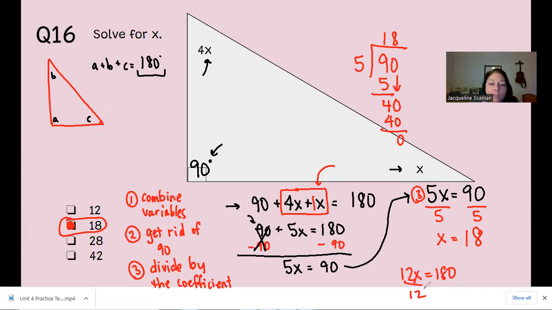This is a great time to take notes. I do not suggest you just watch this and move on. In order for you to get this correct on the actual test, you have to know how to solve an equation. So make sure you copy down those steps. Pause the video if you need to.